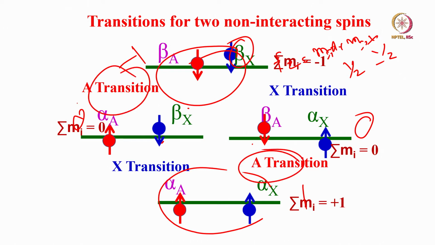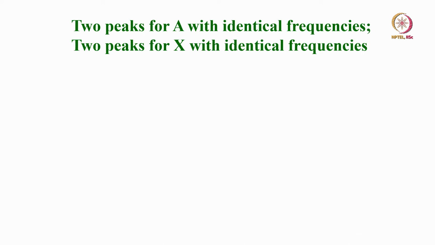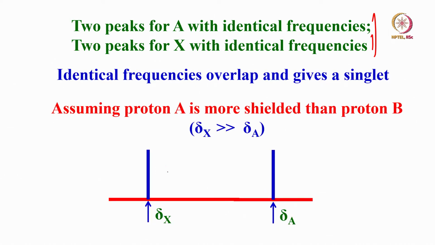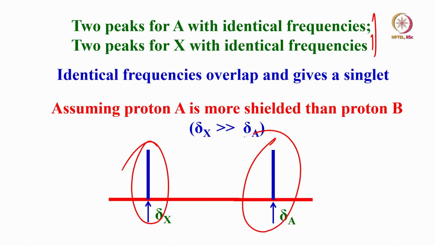But what is the frequency separation? Both are the same. You see, there is no separation in the energy level between this and this, between this and this. They are all the same. So that means both A transitions have identical frequencies, both X transitions have identical frequencies, and we get two frequencies for A and two peaks for X, but they are overlapped. As a consequence, they give rise to a single peak for X and a single peak for A.